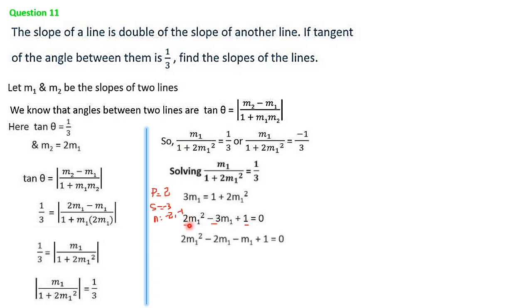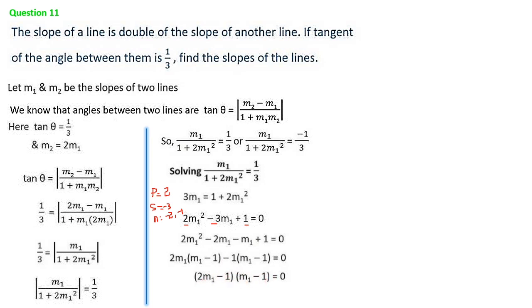So we can split it: 2m1² − 2m1 − m1 + 1 = 0. In the first two terms, 2 and m1 are common, so taking 2m1 common gives m1 − 1. In the next two terms, we can take out minus 1, so only m1 balances; the plus contains two minuses, so one minus is outside and 1 is inside: −1 into (m1 − 1) = 0. Then taking m1 − 1 common, the first term 2m1 balances and the second term minus 1 balances. Then we can equate each term with 0.